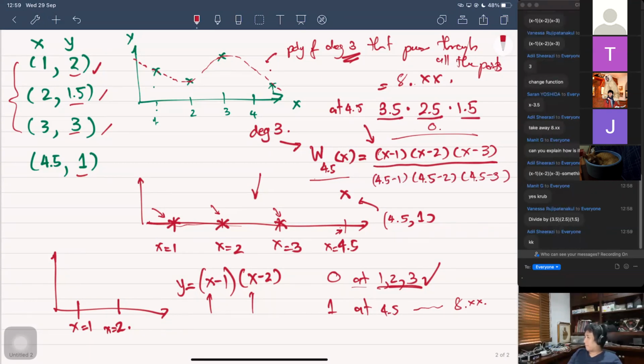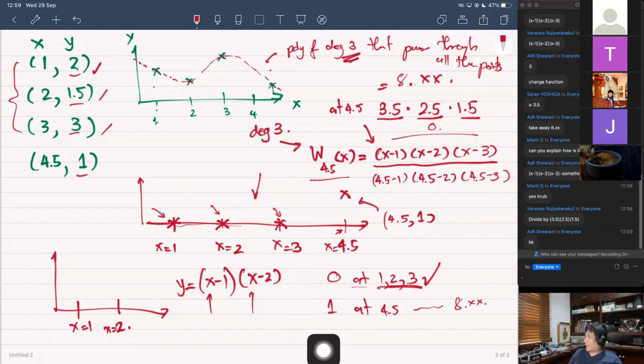Okay, now you can see how that works, right? So it doesn't change. When x is 1, the top part is 0. When x is 2, the top part is 0. When x is 3, the top part is still 0. So that's good.